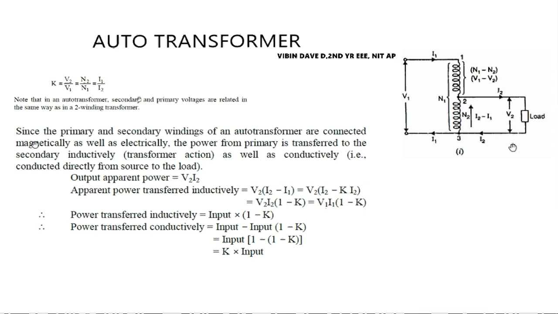After deriving it, we can see that it is equal to V1 I1 into 1 minus K. Therefore the power transferred inductively will be equal to input power into 1 minus K. Now we should find out how much power is transferred conductively. For that, we subtract input into 1 minus K, the power transferred inductively, from the input, and you get K into input. So we can conclude that the power transferred conductively is equal to K, the transformer ratio, into input power, and the power transferred inductively is equal to input into 1 minus K. I hope this concept is clear.